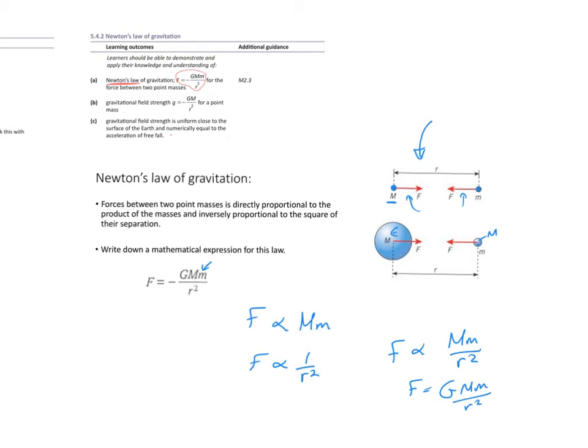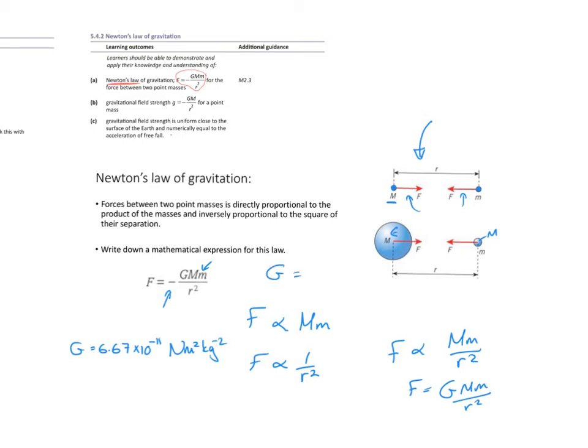And the minus sign is also very important because it shows that this is an attractive force. Now the value of G is 6.67 times 10 to the minus 11 newton meters squared per kilogram squared, or newton meters squared kilogram to the minus 2. We can prove the units as well. It's quite easy to do by rearranging for G.